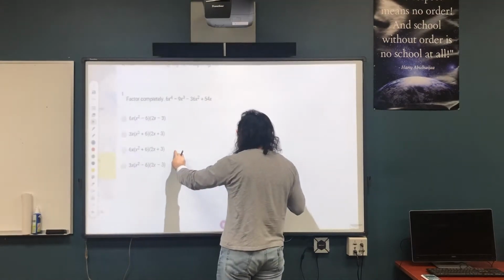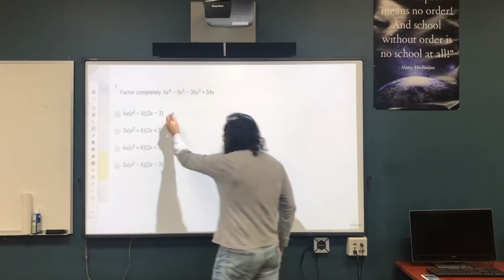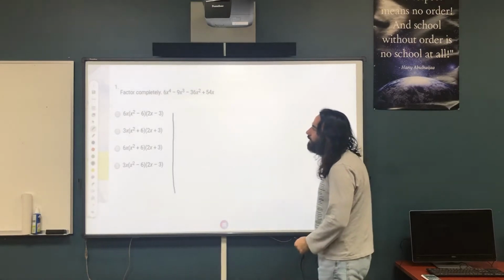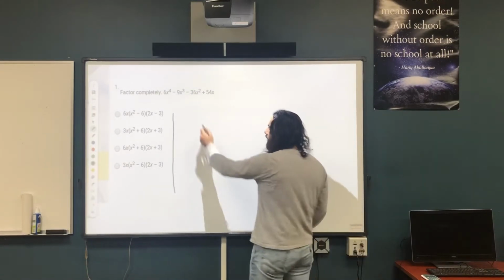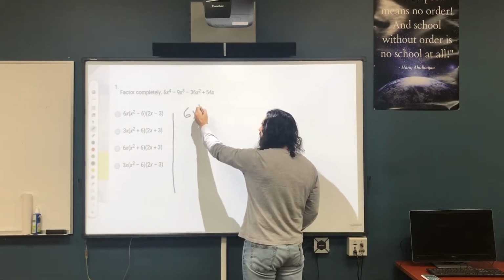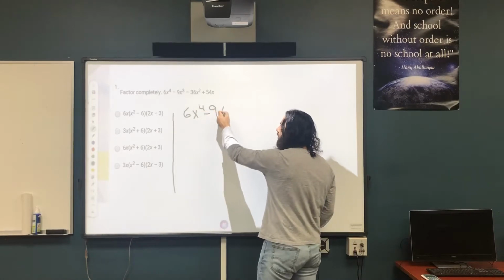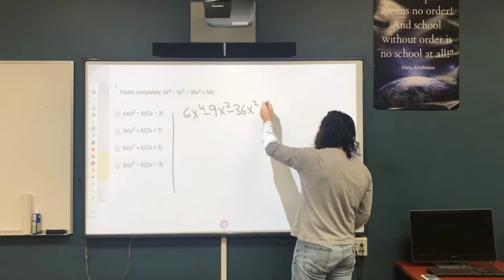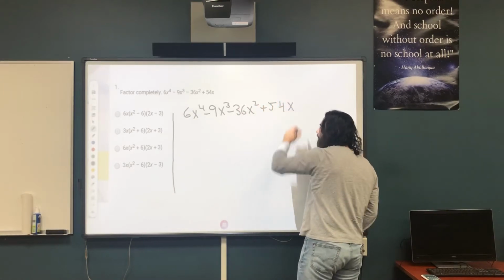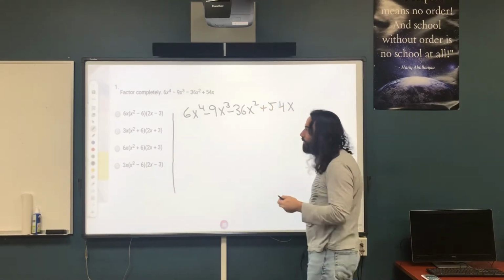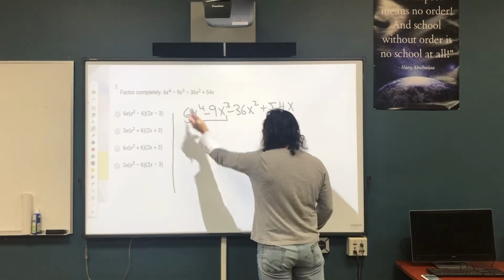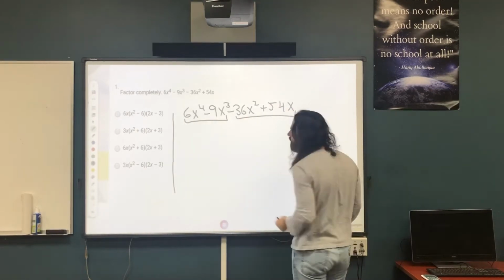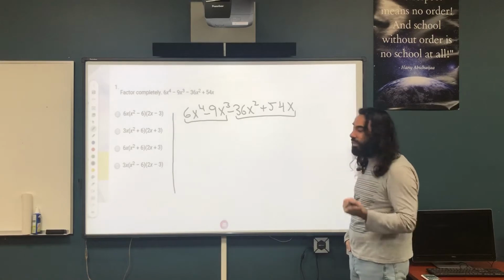The first one is factor completely. We need to factor it. Of course, we have 6x to the power 4 minus 9x cubed minus 36x squared plus 54x. So it wants us to factor by grouping. We can take the first two terms and the last two terms and take out the GCF.